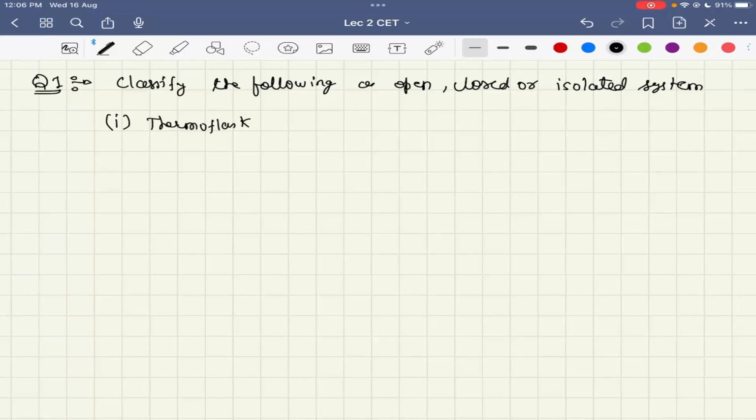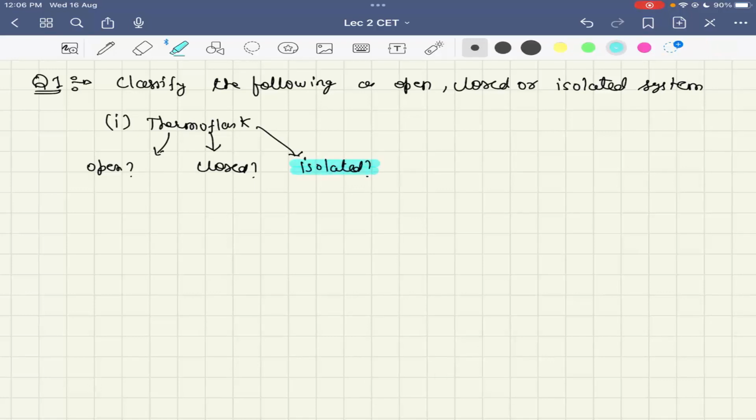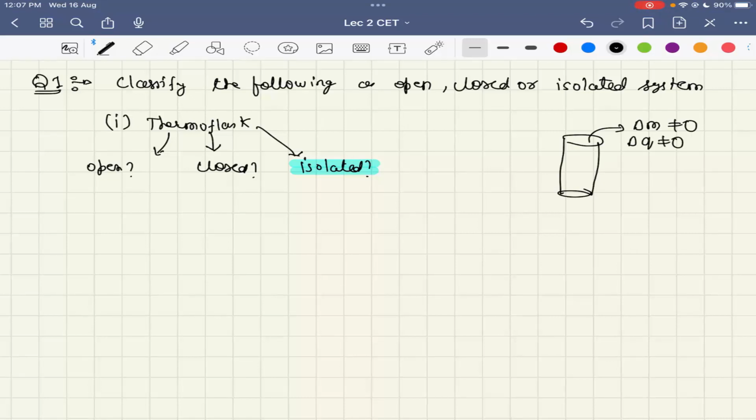So this is whether it's an open system or closed system or isolated system, right? So the correct answer would be it's an isolated system. Why is that? Because let us take for example, this is a thermoflask. It neither allows mass transfer of the system with surrounding, nor does it allow heat transfer with the surrounding, right? Hence this is a characteristic of an isolated system.